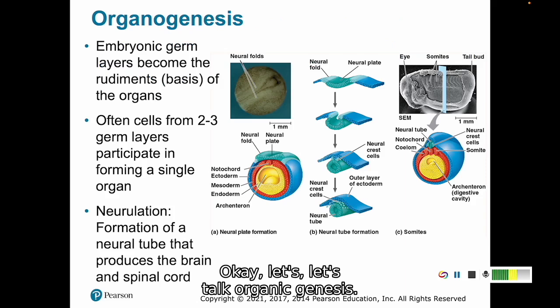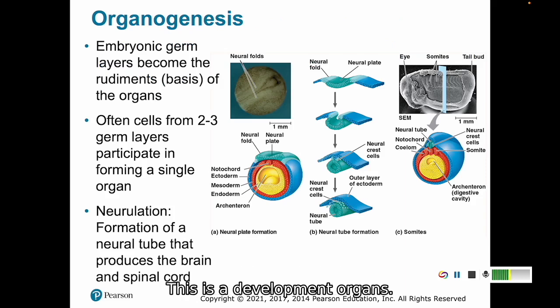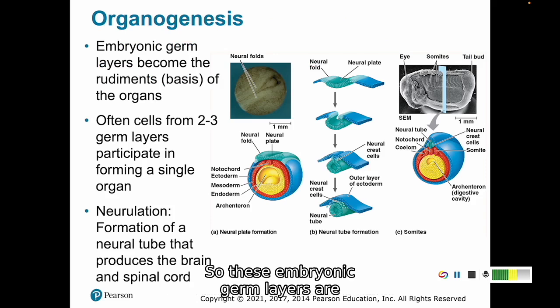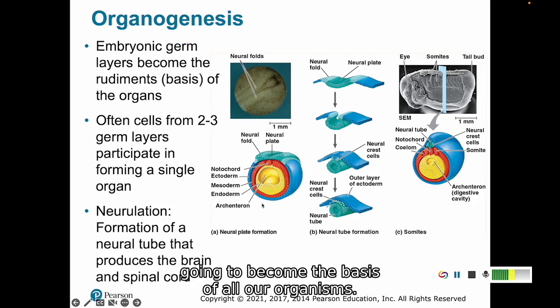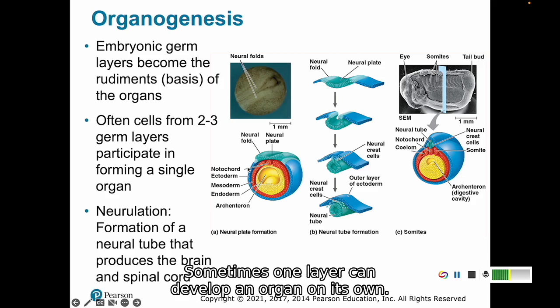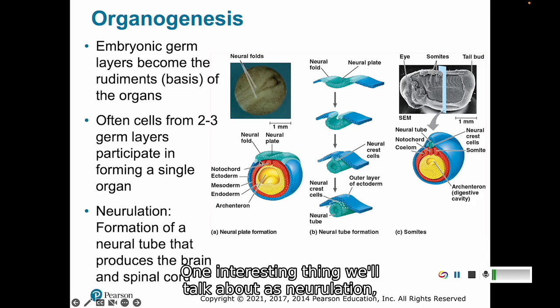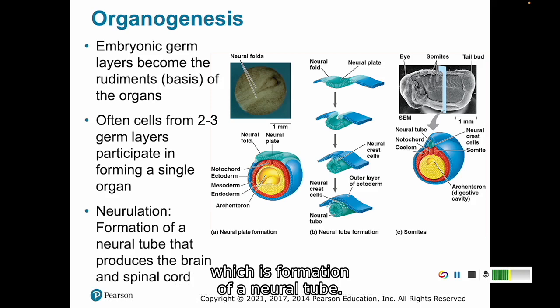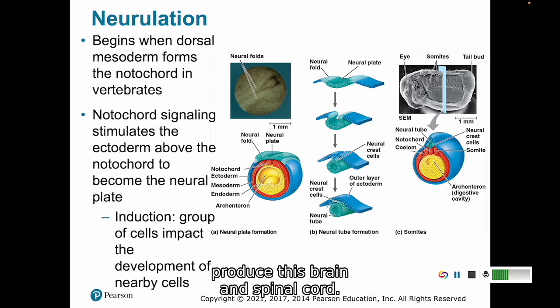Okay, next let's talk organogenesis. This is the development of organs. So these embryonic germ layers are going to become the basis of all our organs. Sometimes you could have 2 or 3 layers together working to form one single organ. Sometimes one layer can develop an organ on its own. One interesting thing we'll talk about is neurulation, which is formation of a neural tube. The neural tube is going to produce the brain and the spinal cord.